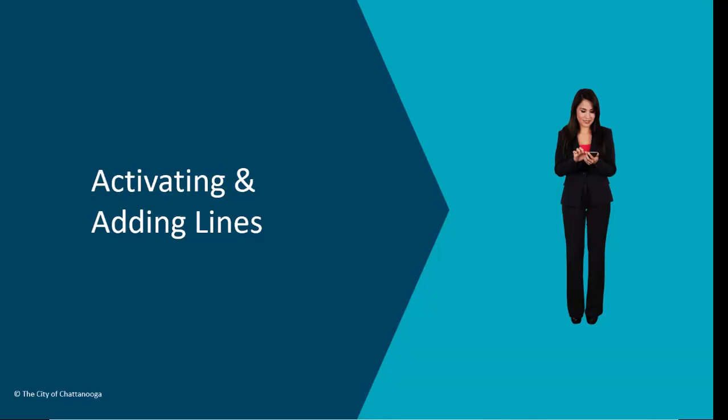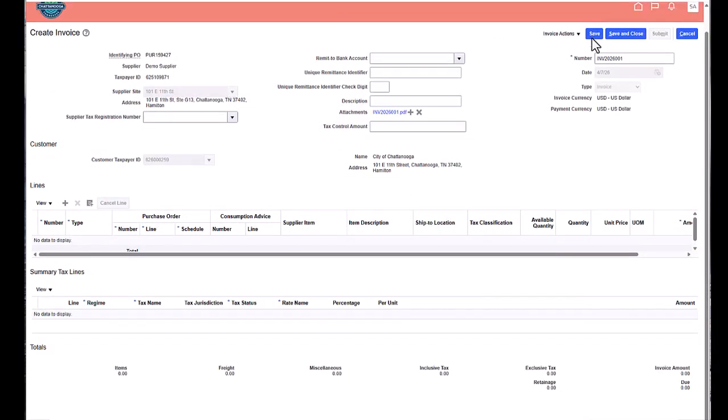Activating and adding lines. Once all three columns are complete, click the Save button. This action activates the PO and grays out the identifying PO information so that you can pull in the specific line items. Scroll down the page to find the Lines section. Look for the square icon with a tiny plus sign labeled Select and Add.